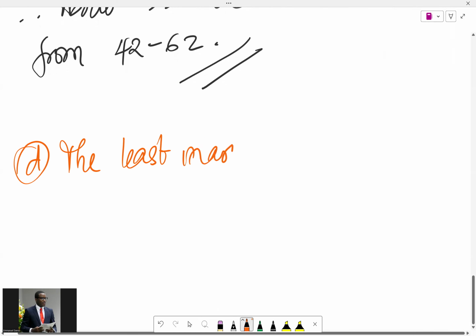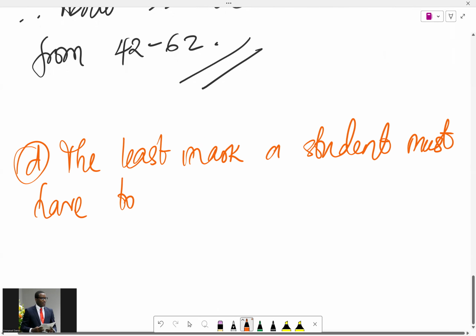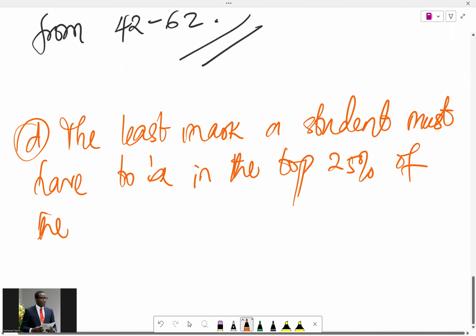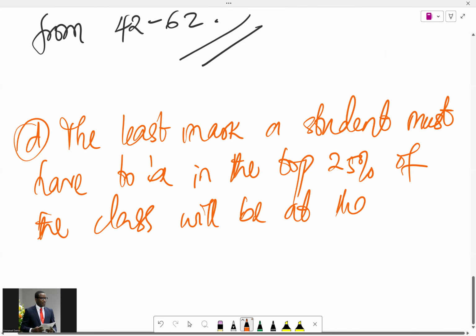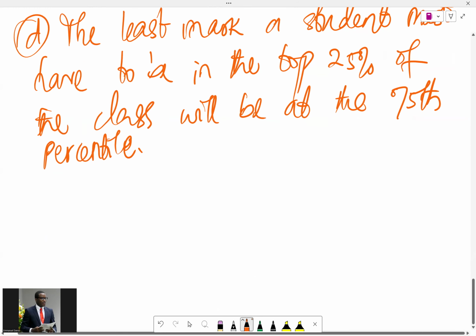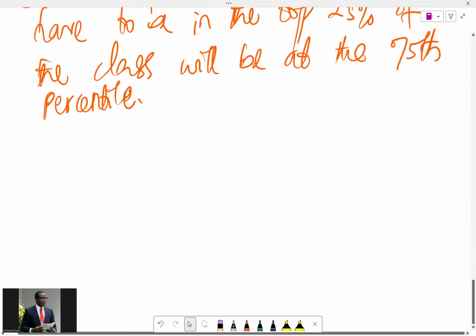The least mark a student must have to be in the top 25% of the class will be at the 75th percentile. Okay, that will be the 75th percentile, which is the same as the third quartile, if you like. So if you can get this score for the 75th percentile, then you're good to go. And how do we do that?